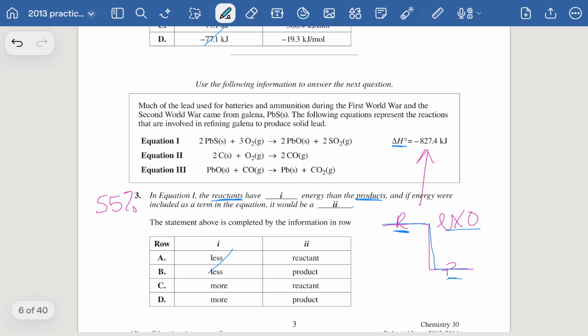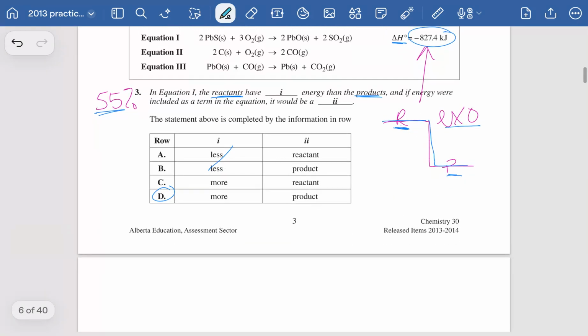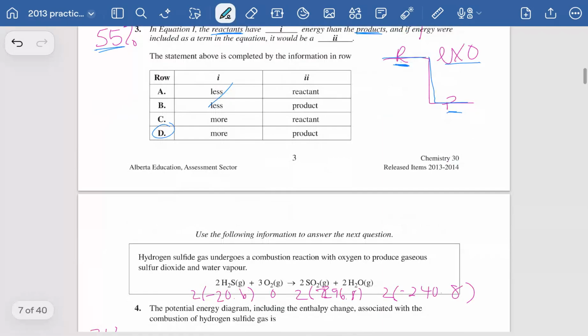So just that first part, and then it's talking about if your energy, so this value here, was included in the equation, because it's negative, you will see it on the product side. So this one seems like it's getting a little bit harder for 55% of students to get it correct, but hopefully you're not overthinking it and you know what it's asking.